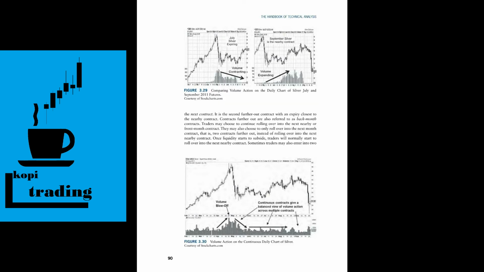Figure 3.29. Comparing volume action on the daily chart of Silver July and September 2011 futures, courtesy of stockcharts.com. The next contract is the second further out contract with an expiry closest to the nearby contract. Contracts further out are also referred to as back month contracts.